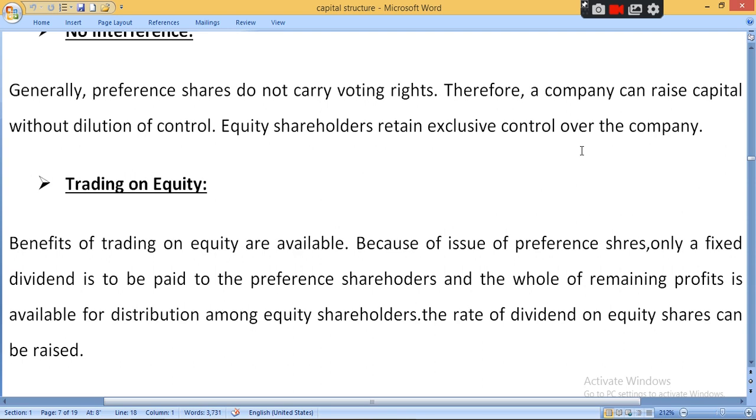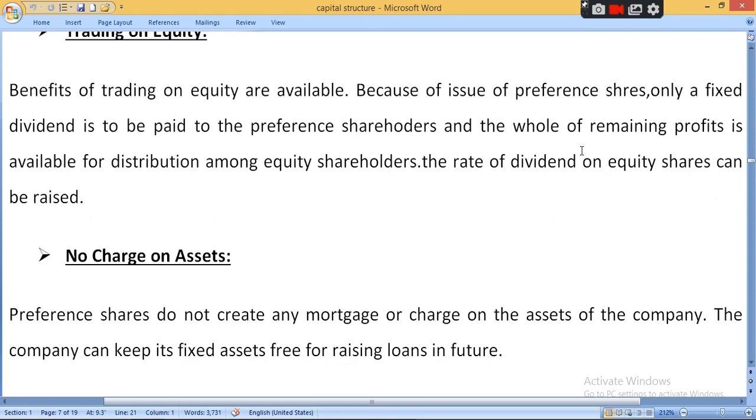Clear? So here is the benefit of trading on equity. Because on the issue of preference share, only a fixed dividend is to be paid and the whole remaining profit is available for the equity shareholder. So in your capital structure, equity plus preference share, whatever profit the company makes, only the fixed part has to be paid to the preference shareholder. So the remaining profit is available to the equity shareholder, so you can provide a higher rate of dividend to your equity shareholder. Clear? No charge on asset.